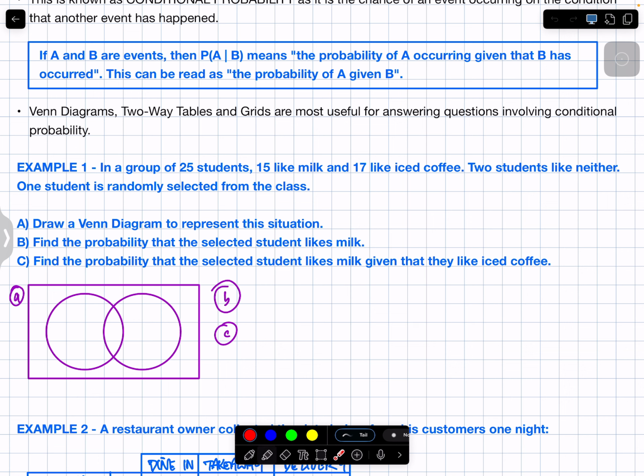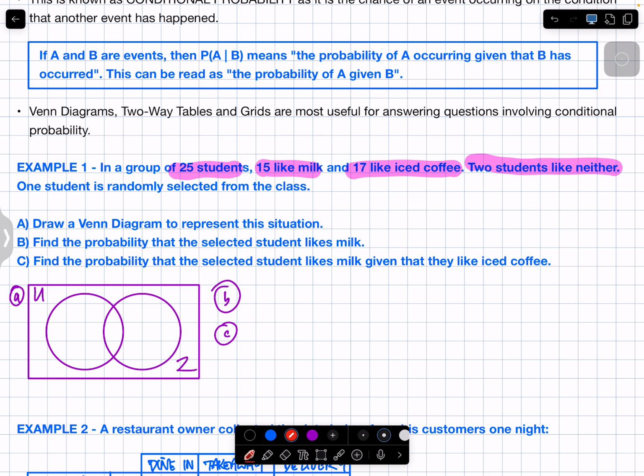I've got a group of 25 students, 15 like milk, 17 like iced coffee. 2 students liked neither. 1 student is randomly selected from the class. Let's draw a Venn diagram. What do we call the rectangle again? It started with a U. The universal set of everything. Who are the people that fall into the universal set? 2. They don't like anything.